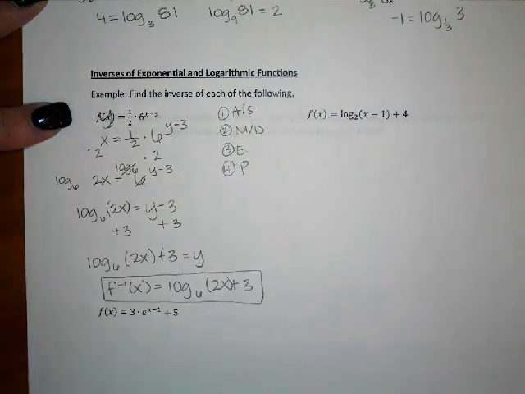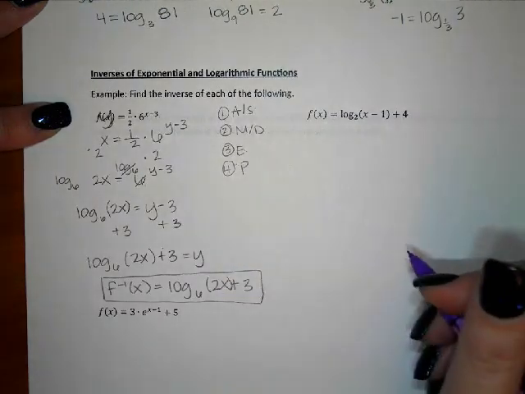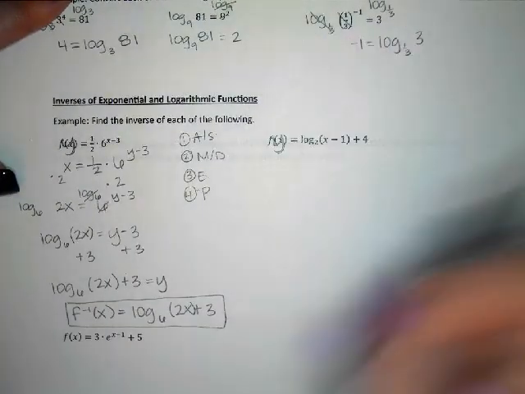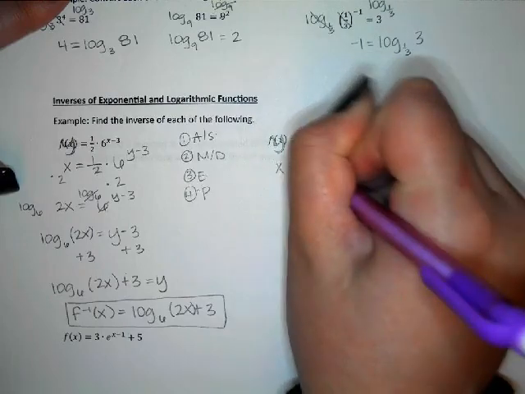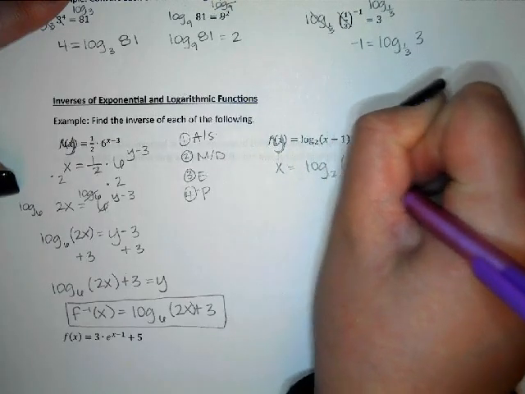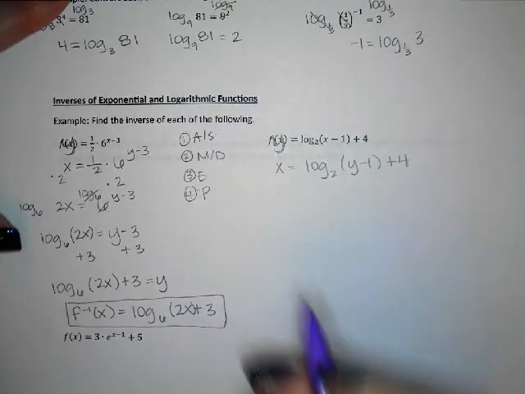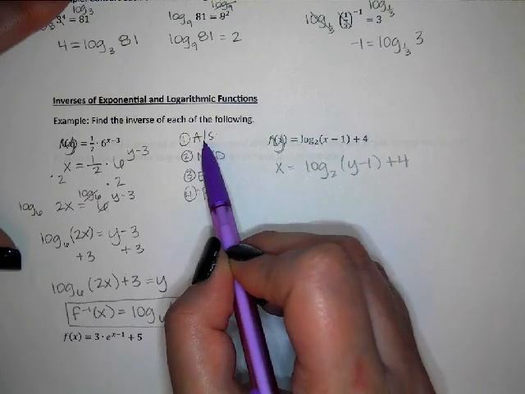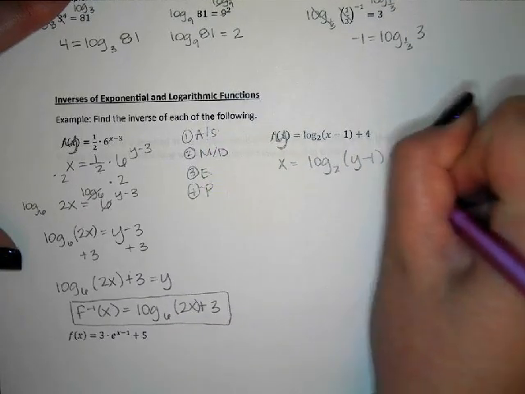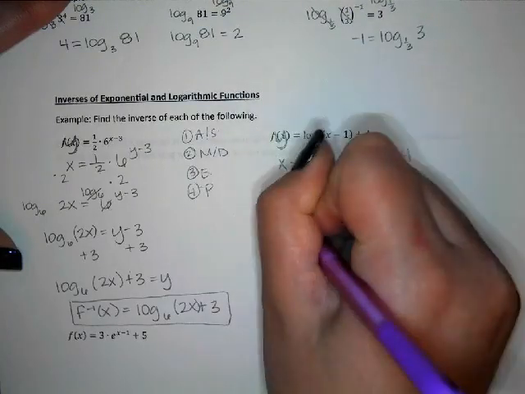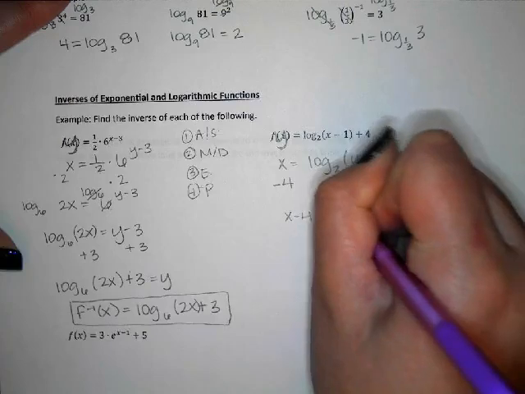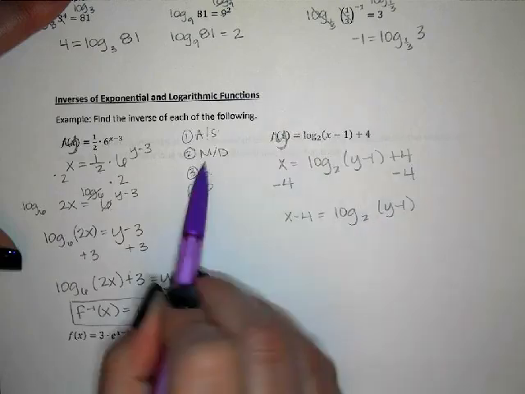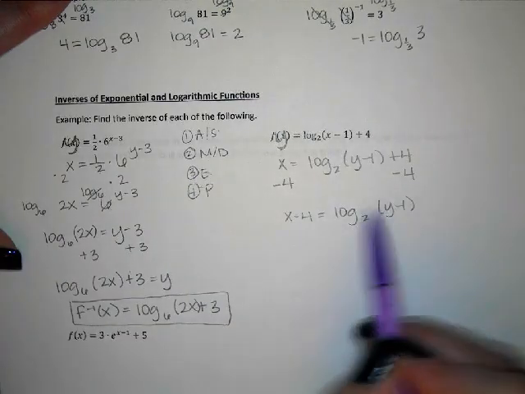All right, for the next problem, I'm going to put the y right here. So first step is to trade the x and the y. And then I'm going to go through my order of operations backwards. So is there something I could add or subtract to the other side? Yes, there is. I'm going to subtract the 4. X minus 4 is log base 2 of y minus 1. Is there something I could multiply or divide to the other side? No, there's not. Here, is there anything I could do with exponents? And the answer is yes.